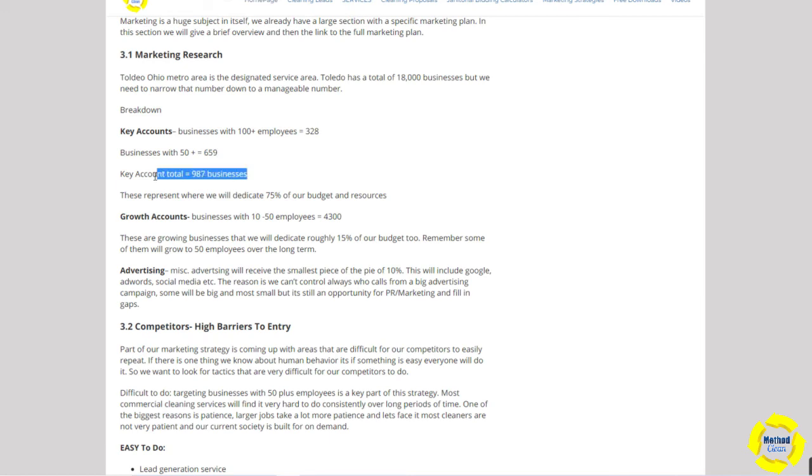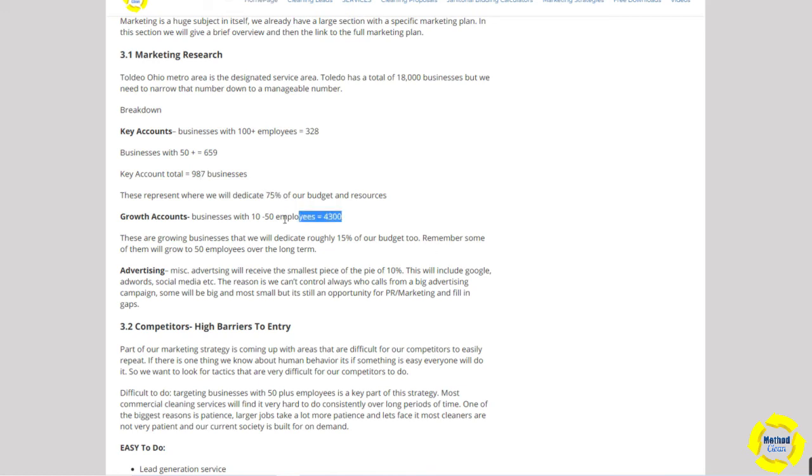This is our key account total. So these businesses, this is going to be our core. This is why we're doing marketing research, because we are trying to figure out who is actually out there, what opportunities. Because in Toledo, Ohio, your opportunities can be completely different than if you lived in, say, Miami or Seattle or a small town, collection of small towns. And we want to put 75% of our budget into these 987 businesses.